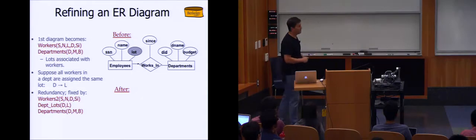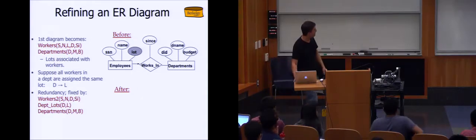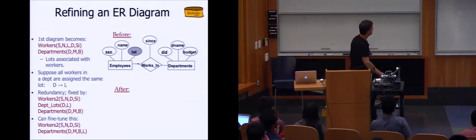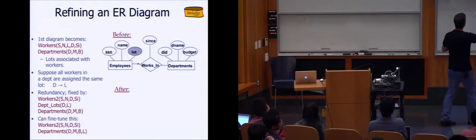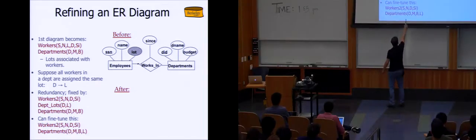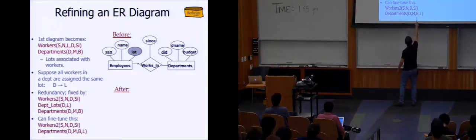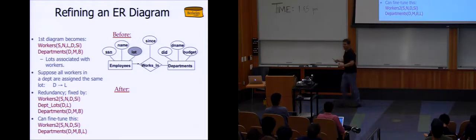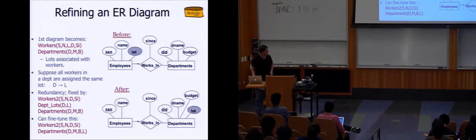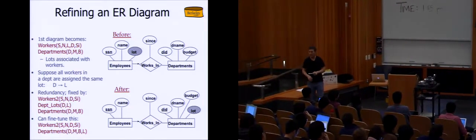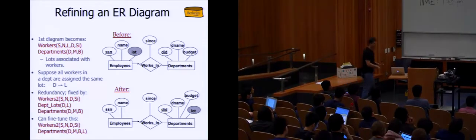And now we want to put together an ER diagram that matches that. Well, we can fine-tune this. If department determines lot, and department obviously determines department, D is the key of both depth lots and departments, then we might as well put L in the departments table and just have one table there. At which point, our ER diagram looks like that. Lots actually migrated over to the other side. Sort of makes sense, actually, right? Lots are now determined by departments, so they kind of belong to departments in ER land.